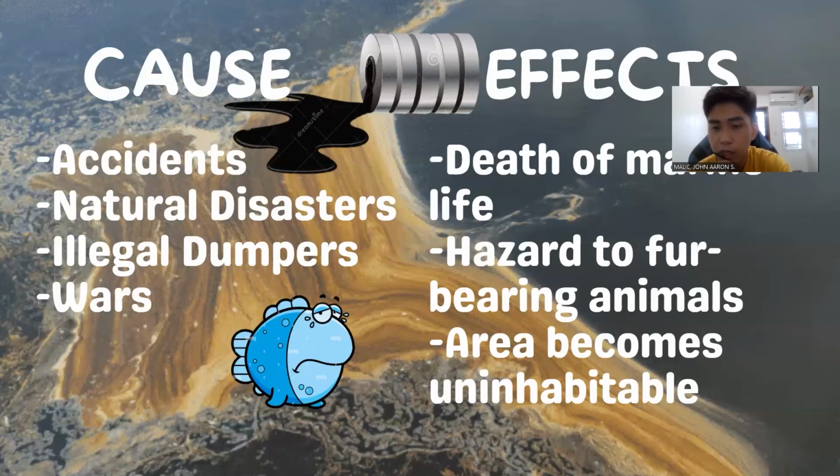And the last effect being the area becomes uninhabitable. It becomes uninhabitable because, just like I mentioned in the first effect, oil may be poisonous to some other marine lives.